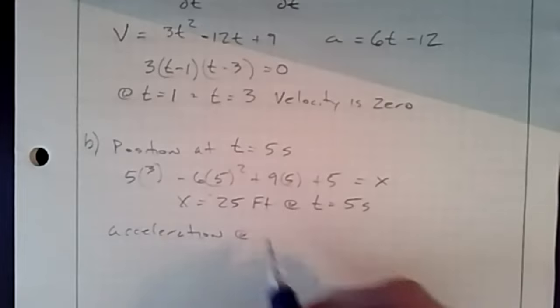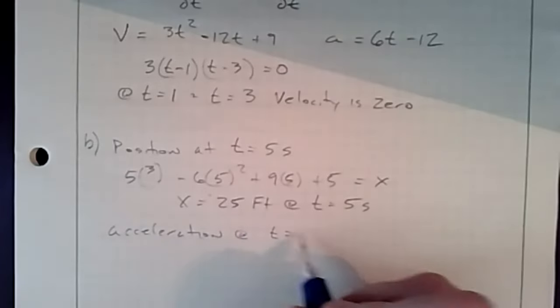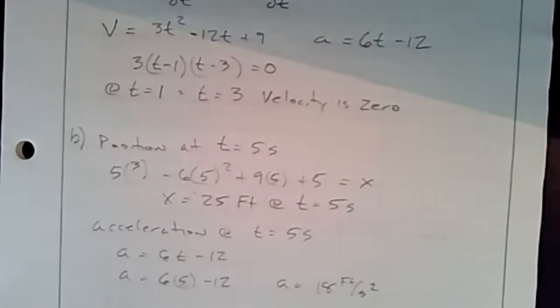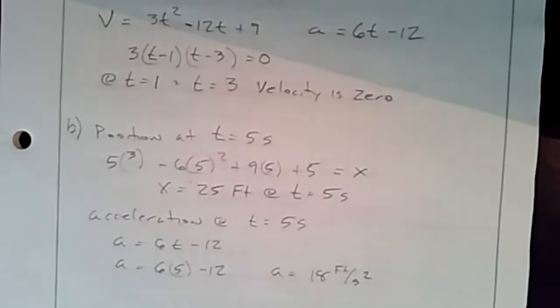Acceleration at t equals 5 seconds. We know that a equals 6t minus 12, or a equals 6 times 5 minus 12. Do the math, and we get a equals 18 feet per second squared. All right, so there's that.